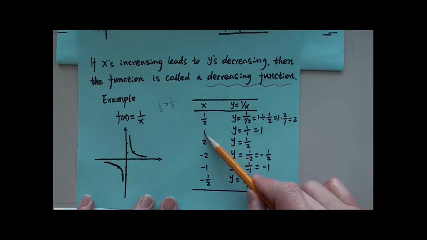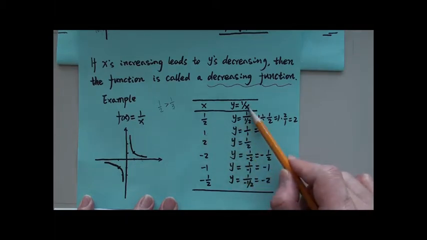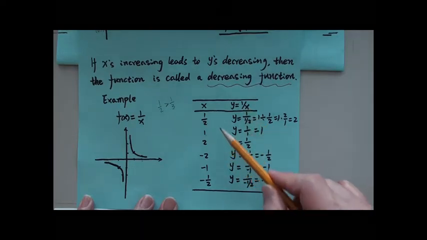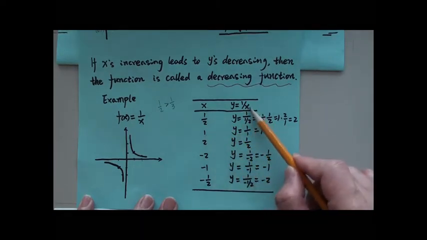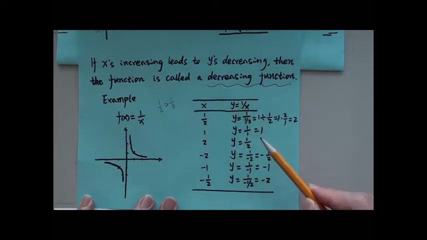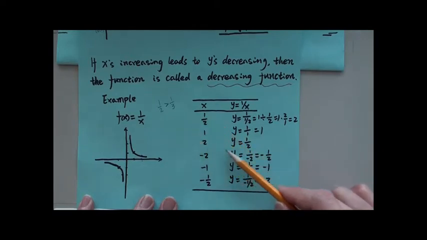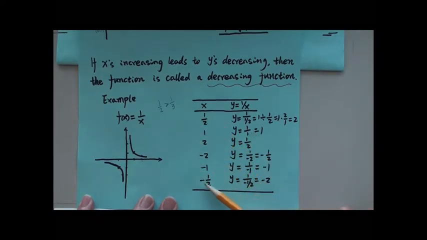And x equals 1, you plug in 1 here. 1 divided by 1 is 1. X is 2, you plug in 2 here. So that's 1 over 2, which is 1/2. And here are negative numbers. So let's look at the positive ones. You may study the negative ones.